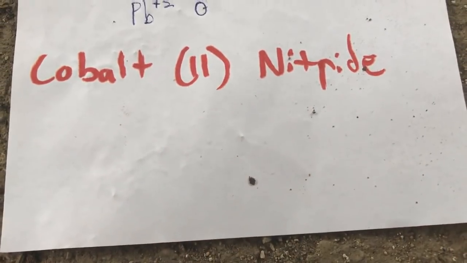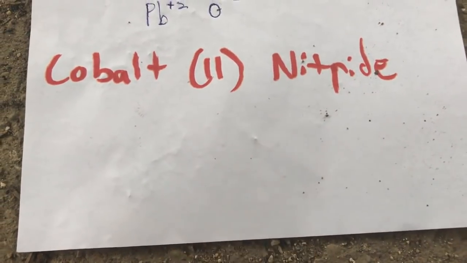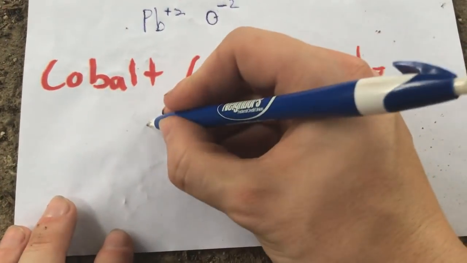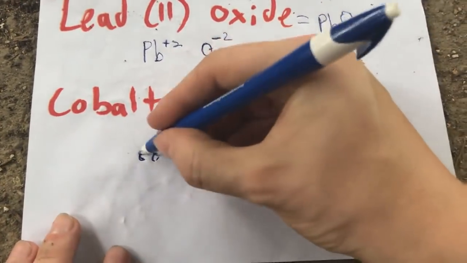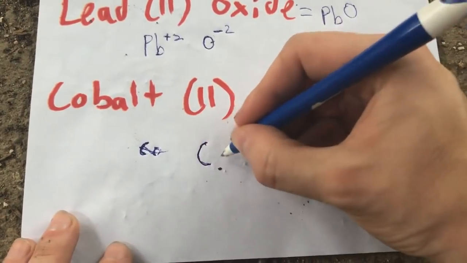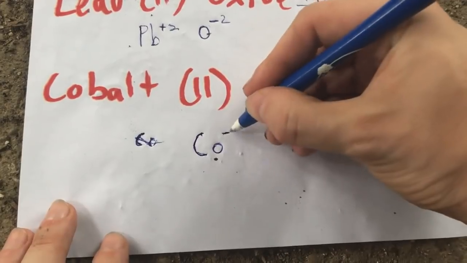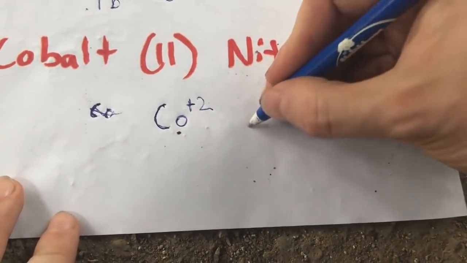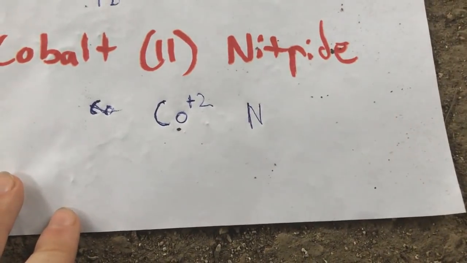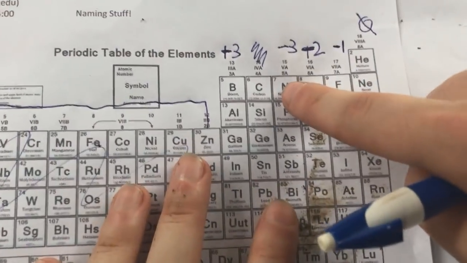And then, lastly, an example of what happens when they don't balance each other out. So cobalt, that's Co. Or here, write that bigger. So we've got Co. We know that it's plus 2. And then we have a nitrogen, nitride. Okay? So nitrogen is a -3.